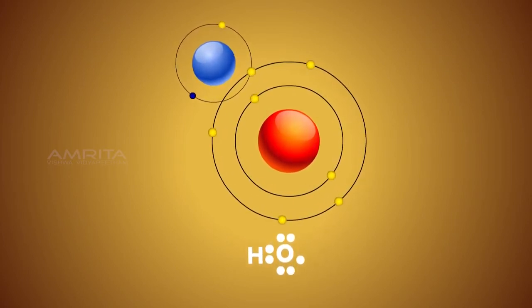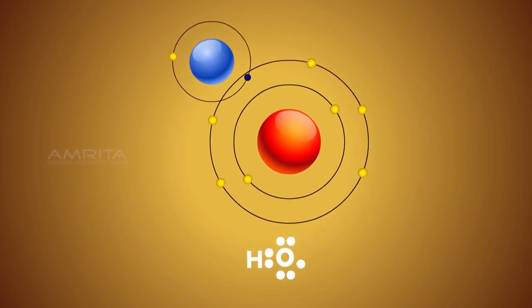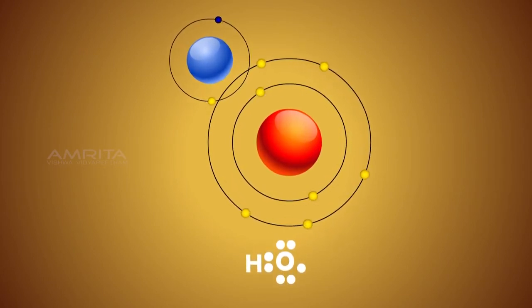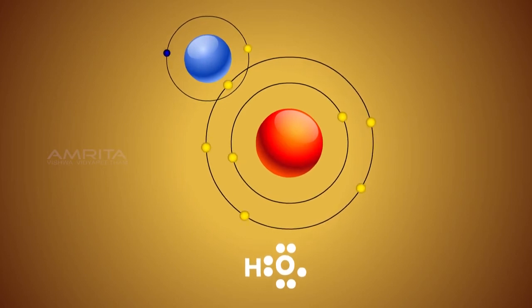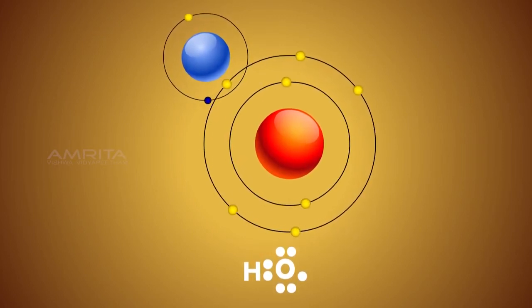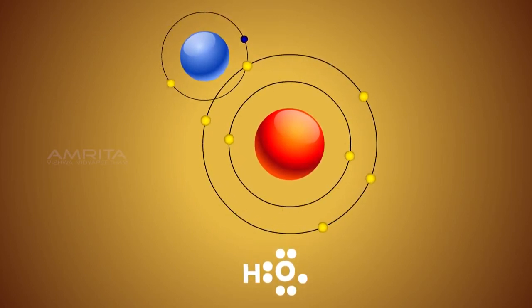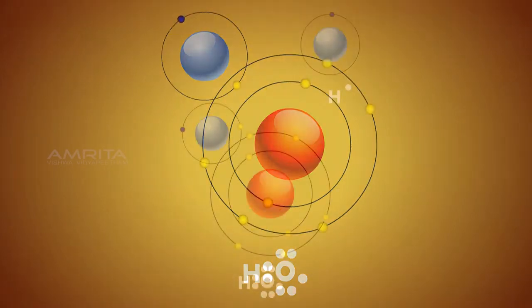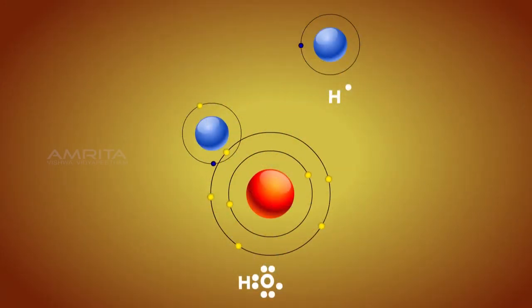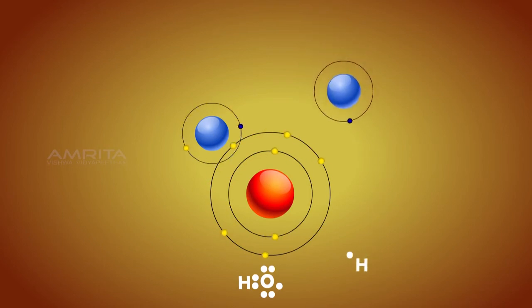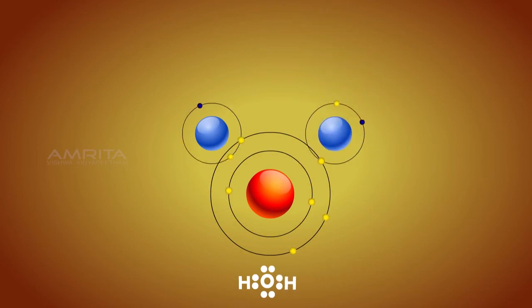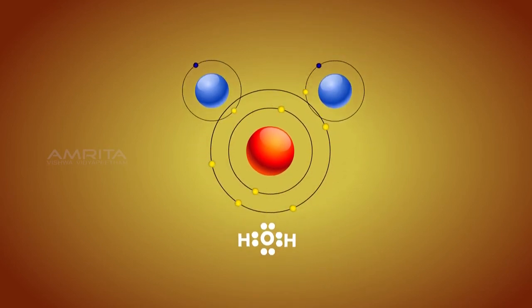By sharing an electron pair with the oxygen atom, the hydrogen atom completes its first shell and attains a stable noble gas configuration. Oxygen atom now has 7 electrons in its valence shell. By accomplishing its stable octet configuration, oxygen atom shares an electron with another hydrogen atom and forms a water molecule.